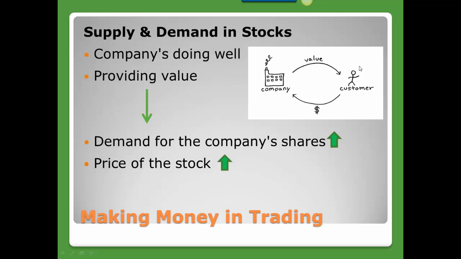They're providing a lot of value to their customers, and customers in return are buying their products. So because of that, the value of the company goes up because the company is making more money. Their profits are going up, and the company is doing really well. In that case, the demand for the company's shares goes up. And the reason for that is everybody wants to be involved in something that's doing well. So if the company is making profits, that means its shareholders will be making profits.